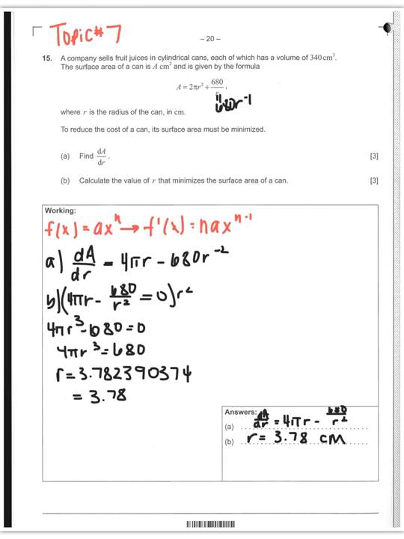And then part B wants us to find the r value that minimizes the surface area. So minimize, that happens when your derivative is equal to 0. So set your derivative equal to 0, and then solve either using your graphing calculator or algebra, and you end up with r to be 3.78 centimeters.